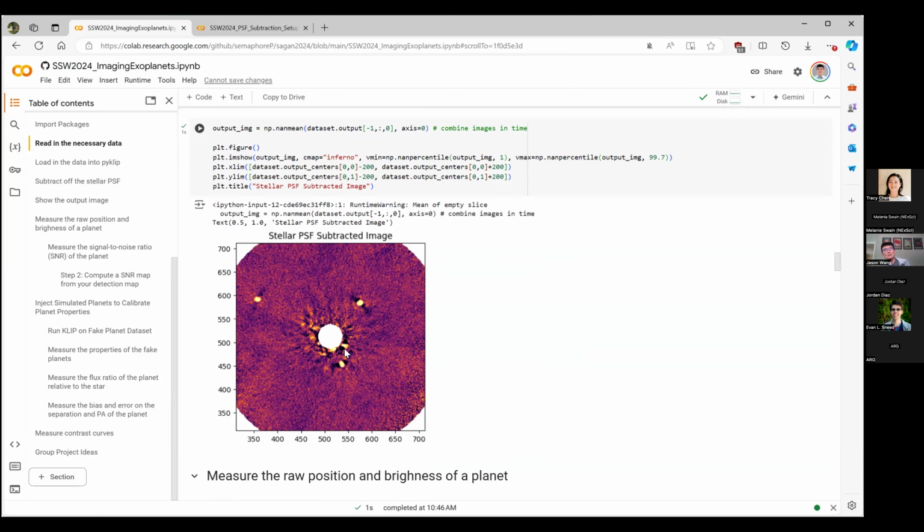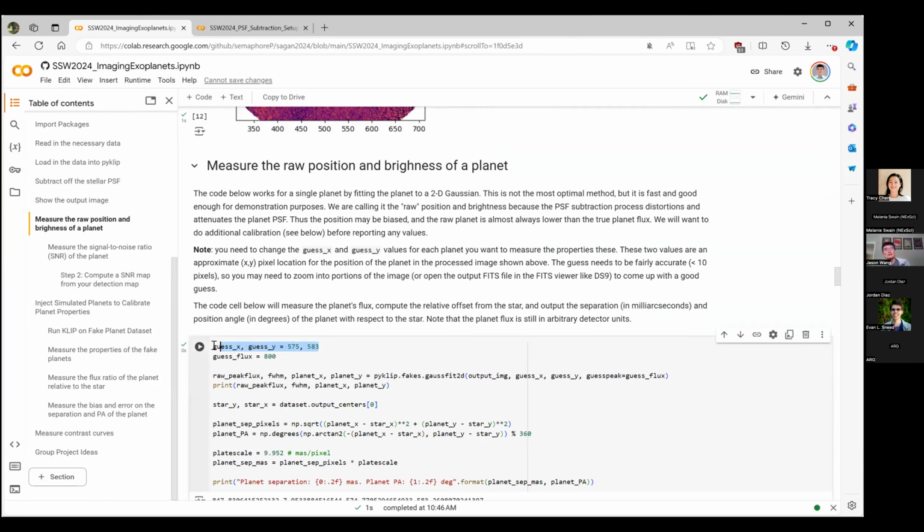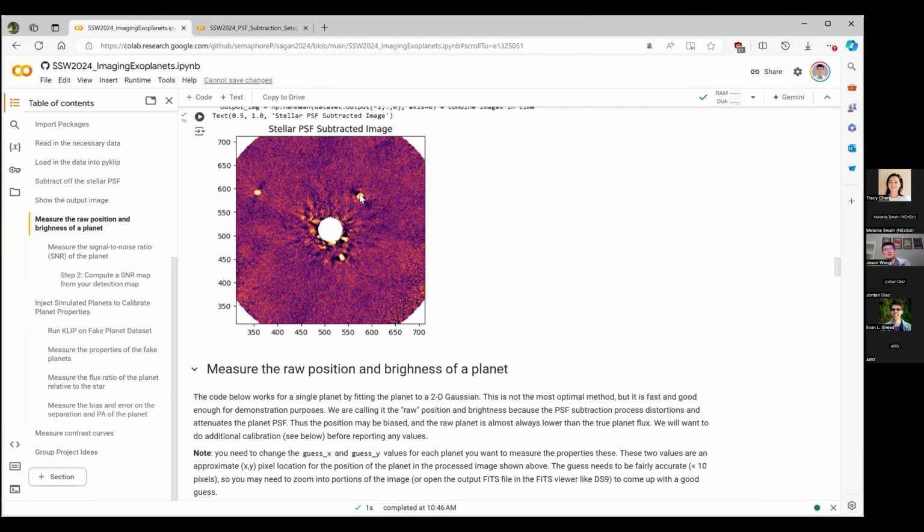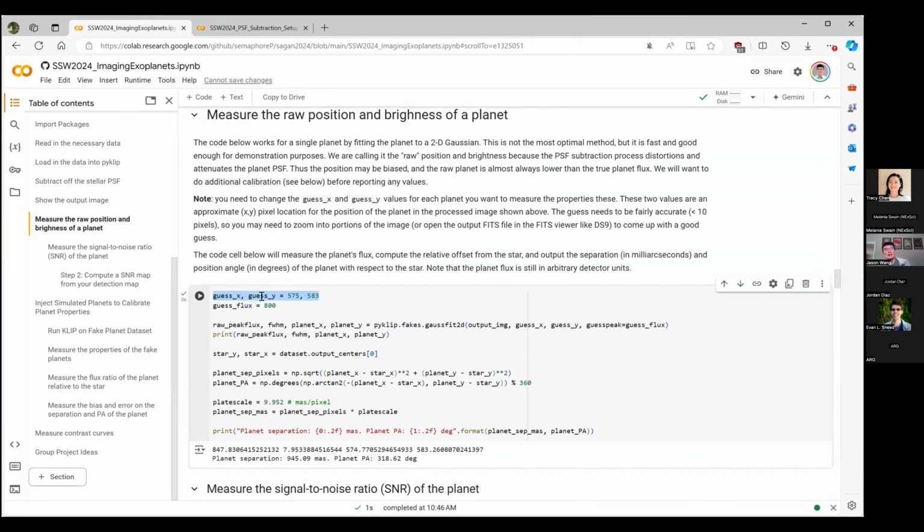So because of that, even if you're measuring the signal to noise of the same planet, like planet C, you're definitely going to have to change guess X and guess Y to be different values. And those different working values are in the answer notebook, so you can always refer to that.